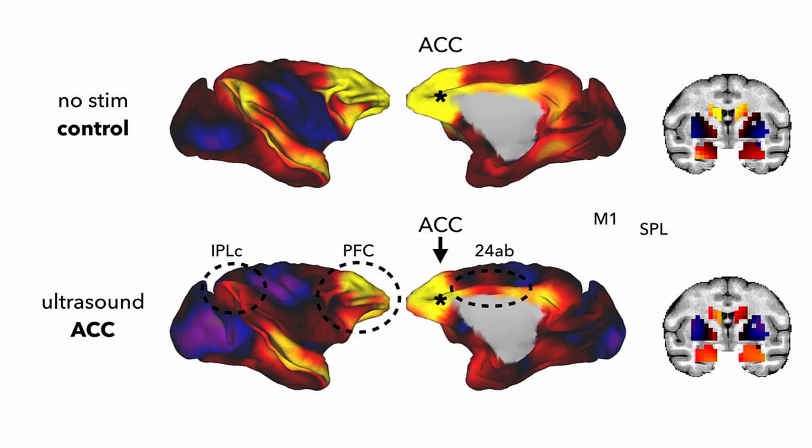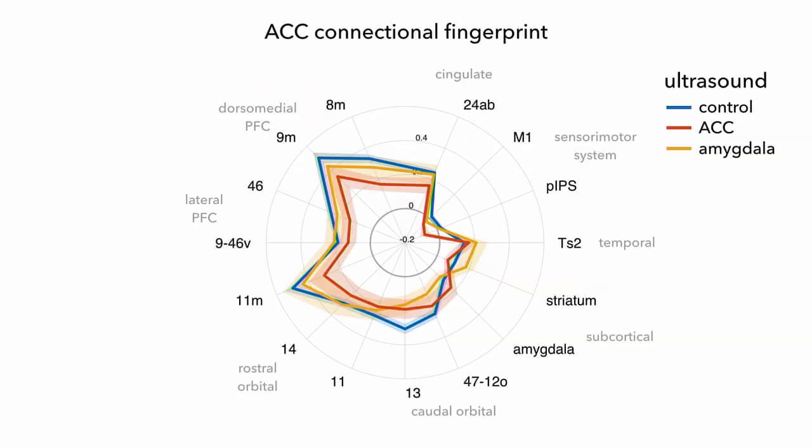Let's go to the ACC. In a control condition here at the top, you can see it connects strongly with cingulate regions, with the prefrontal cortex and some parts of the default mode network. And all of these, again, are disrupted by ultrasound stimulation. That's when you compare here the blue lines, no stimulation, to red, ultrasound over ACC, in the fingerprint.